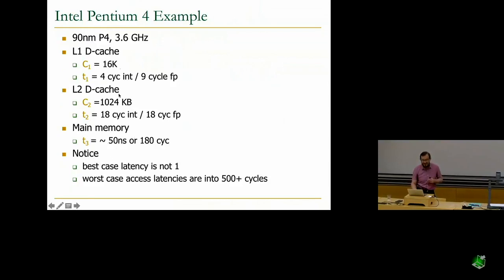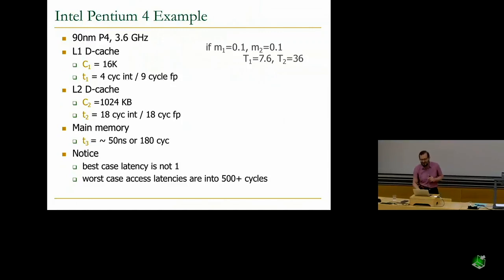And notice here that the best case latency is not 1, right? The latency over here is a minimum of 4. So it takes 4 cycles to get the data from the L1 cache, because this is a very high-frequency design, especially at the time. We're talking about 2001 or so here. And the worst-case access latencies are into 500-plus cycles. And that's true for many, many processors today. So you really want to manage your cache well so that you don't experience the 500-plus cycles access latency. Let's have some fun with these numbers over here.